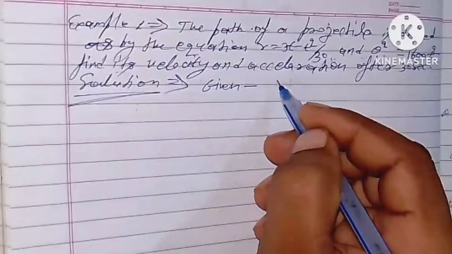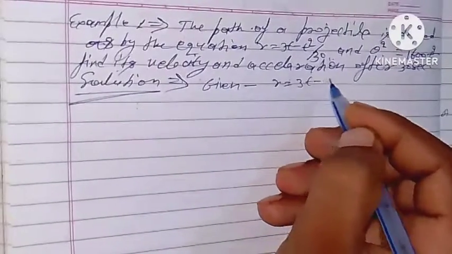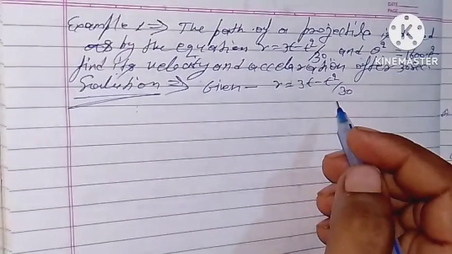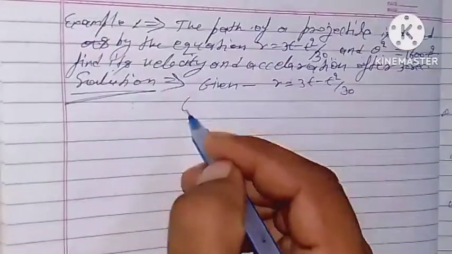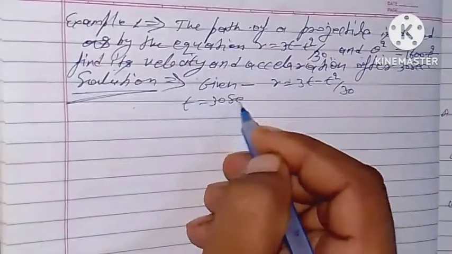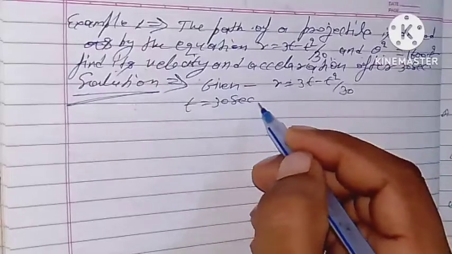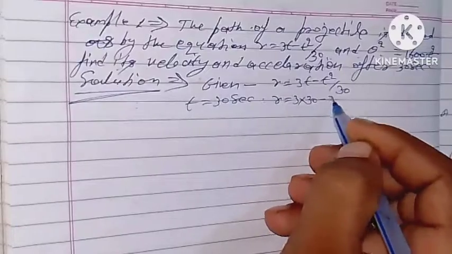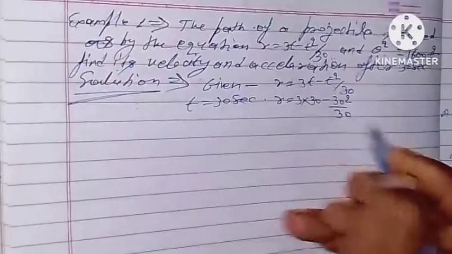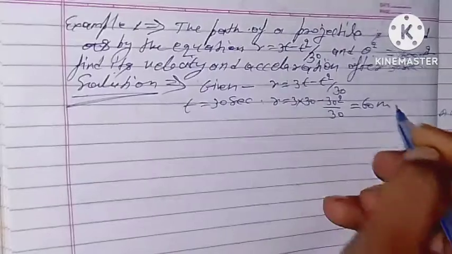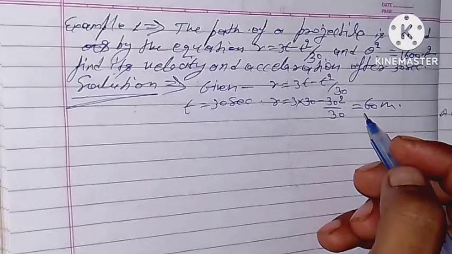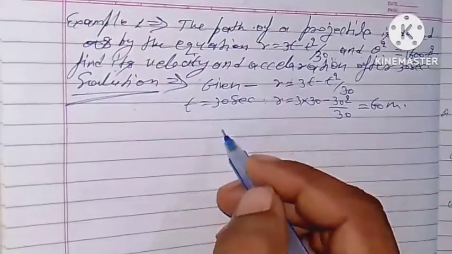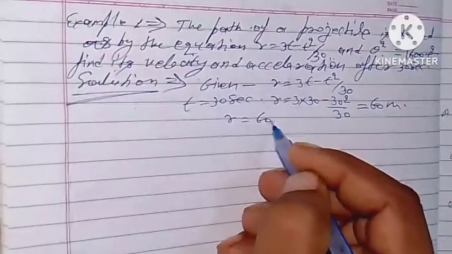Given r equal to (3t minus t square) upon 30. At t equal to 30 seconds, r equal to (3 into 30 minus 30 square) upon 30 equal to minus 60 meter. Then r equal to 60 meter.